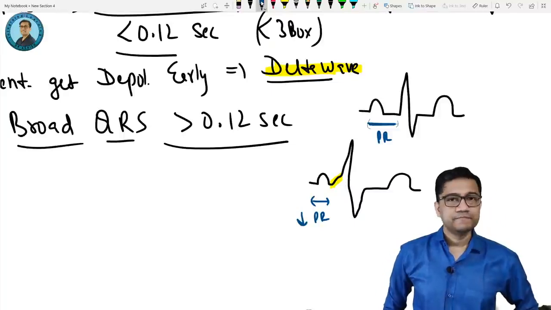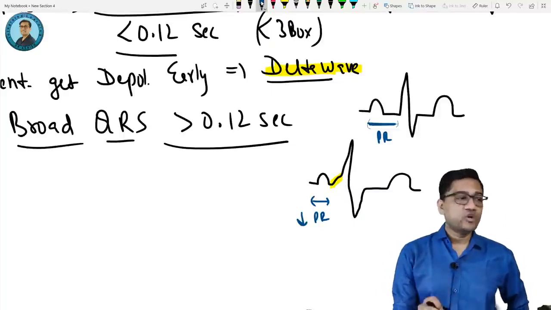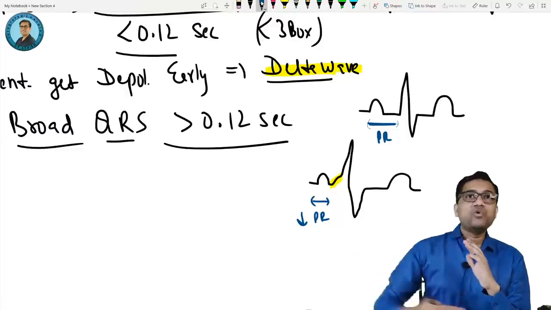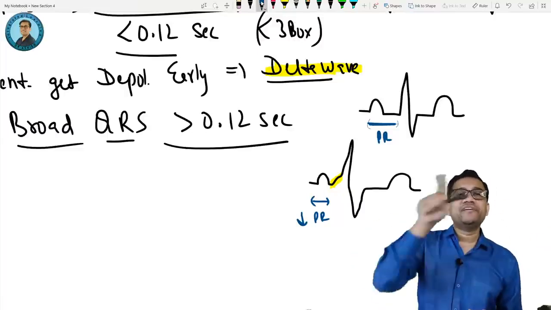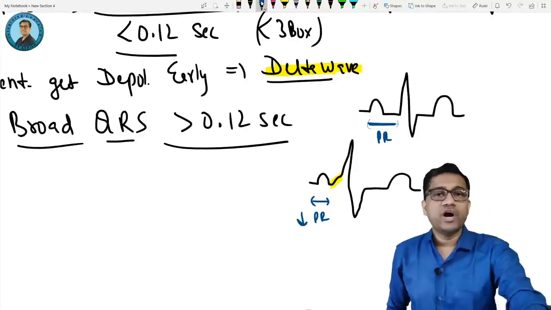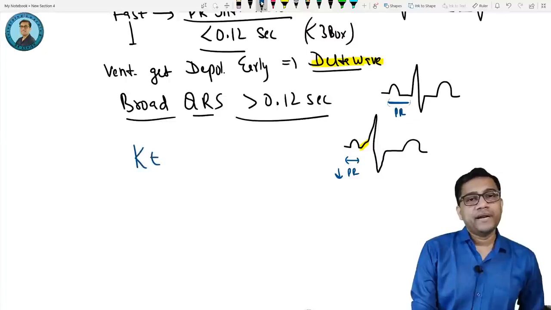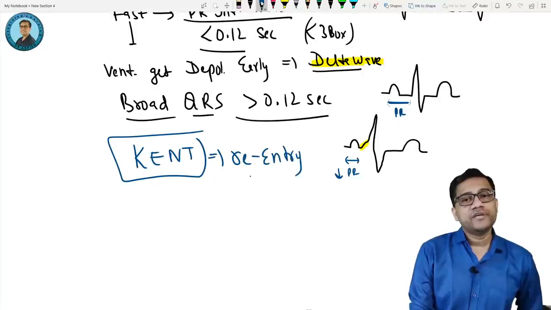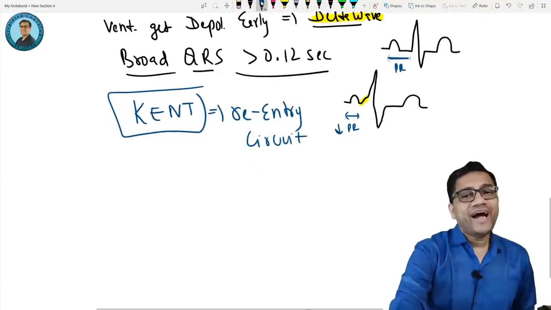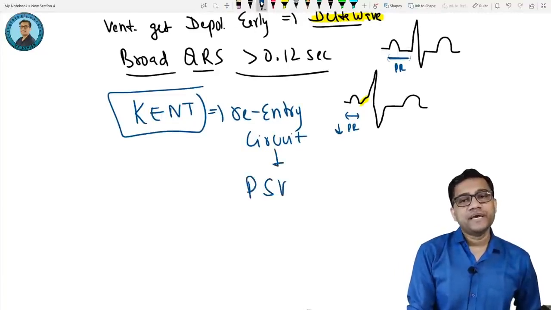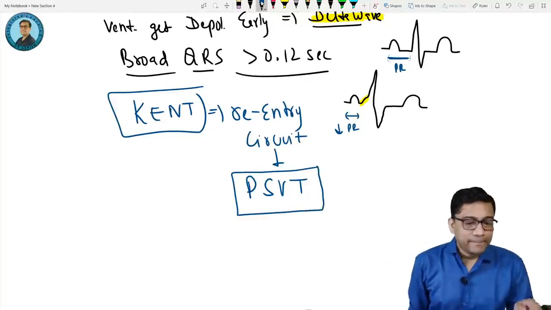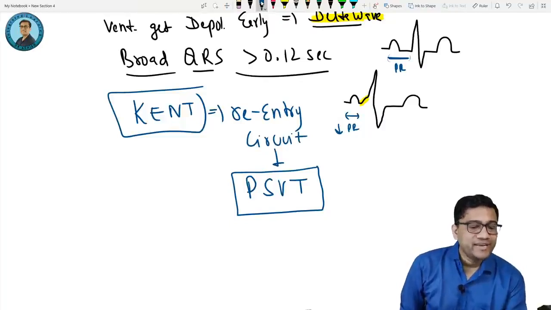Done. So what is the treatment of choice? Obviously you have to remove the abnormal pathway. Why? This abnormal pathway can make the current go back to the nodal tissue and can create re-entry. I'll give an example. Have you copied this? Okay, now understand. Problem: the bundle of Kent can create a re-entry circuit, and that can cause something very risky, PSVT. What does it create? It creates the PSVT. So I hope it's clear. So the very dangerous condition is the PSVT that we can get.